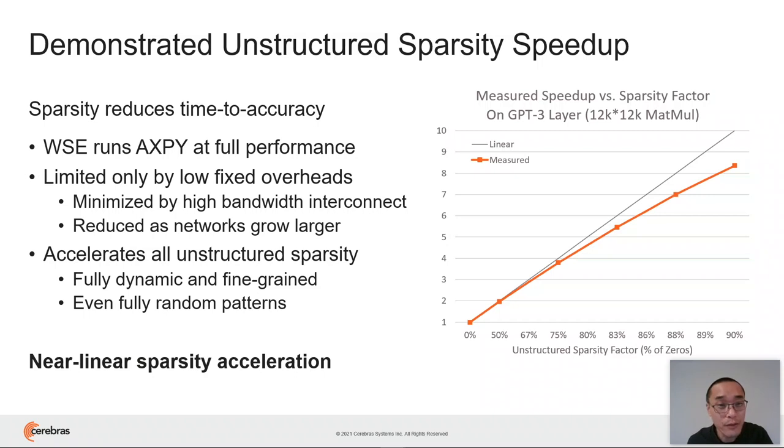And here are the results. In our lab, we have measured speedup for fully unstructured weight sparsity on GPT-3 size layers, all the way up to 90% sparsity, which is 10 times more zeros than non-zeros. On the right, you can see our lab results showing near linear speedup even at this extreme level of sparsity. The only limitation is really Amdahl's law and amortizing fixed overheads. But our massive memory and interconnect bandwidth enables us to reduce that overhead significantly, as the results show. And that overhead only reduces further as the model grows.